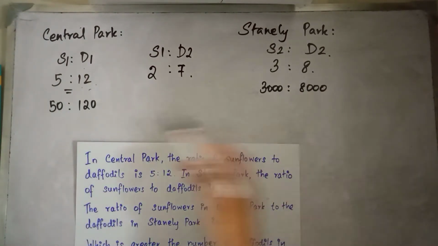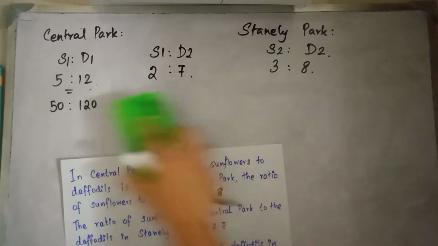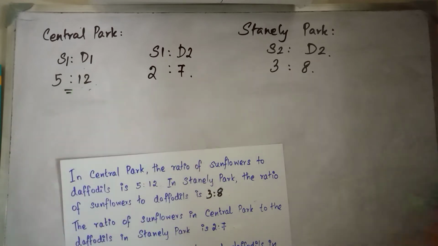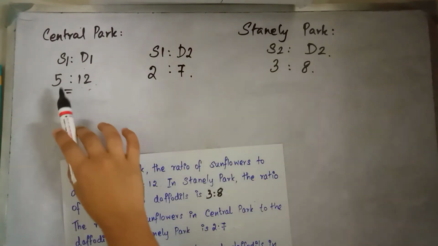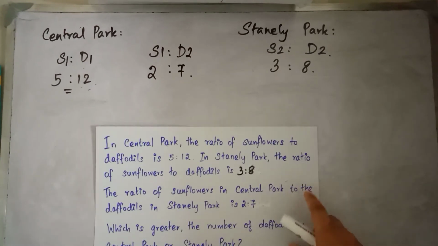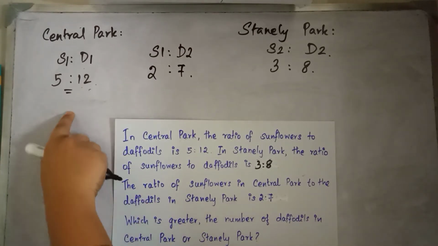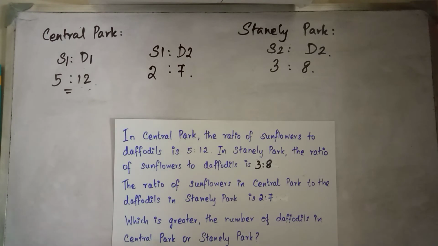It could also be with these numbers, because we know that ratio is just a proportion. This is just a proportion of sunflowers and daffodils. So we can't say which is greater just by looking at the ratios. So what do we do in such a problem? Like I've always said, take the two ratios with common factors and compare them and make them as equivalent ratios.